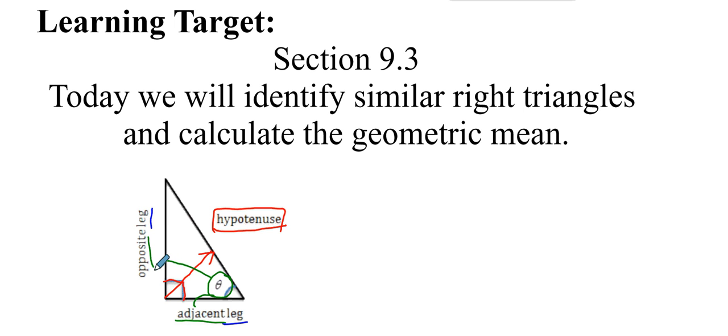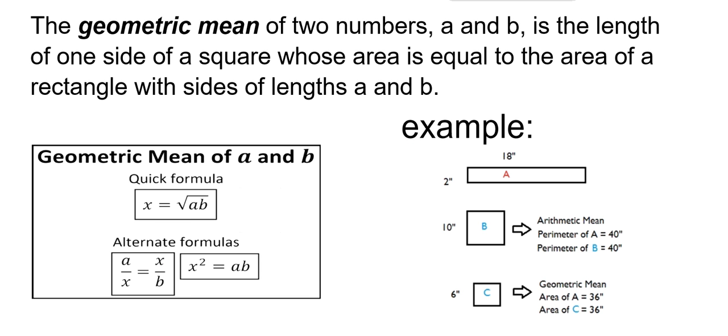So what's a geometric mean? The geometric mean of two numbers, a and b, is the length of one side of a square whose area is equal to the area of the rectangle with side lengths a and b. So look at this example. We have a rectangle, side lengths 2 and 8. So 2 times 8, we get an area of 36 for that rectangle.